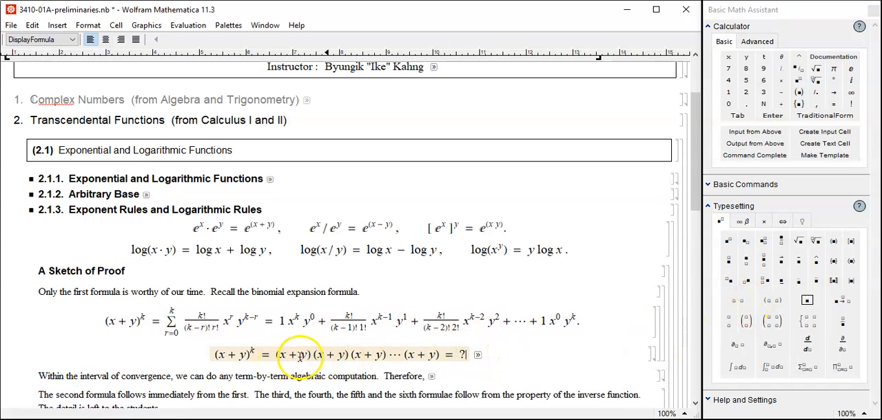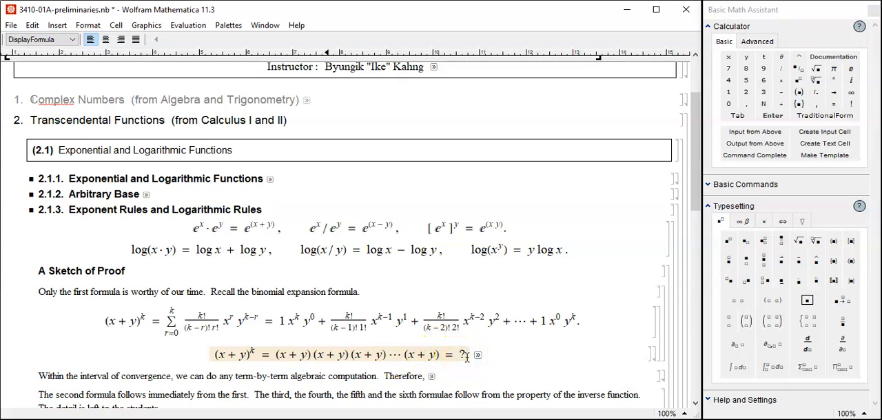Let's see. X plus y, x plus y, x plus y, dot, dot, dot, another x plus y. There are k such factors. And how many different ways are there to get x to a certain power, y to whatever power? You're making a selection. From the first factor, you have to select either x or y. Here, we have to select either x or y. Here, again, we have to select either x or y.